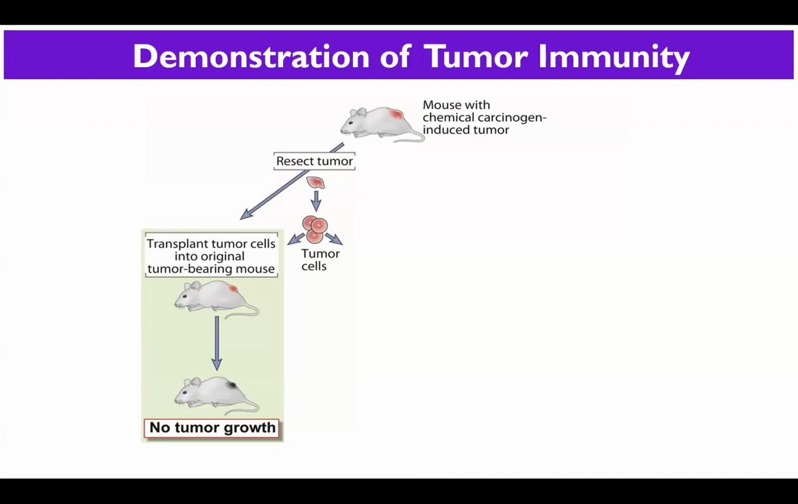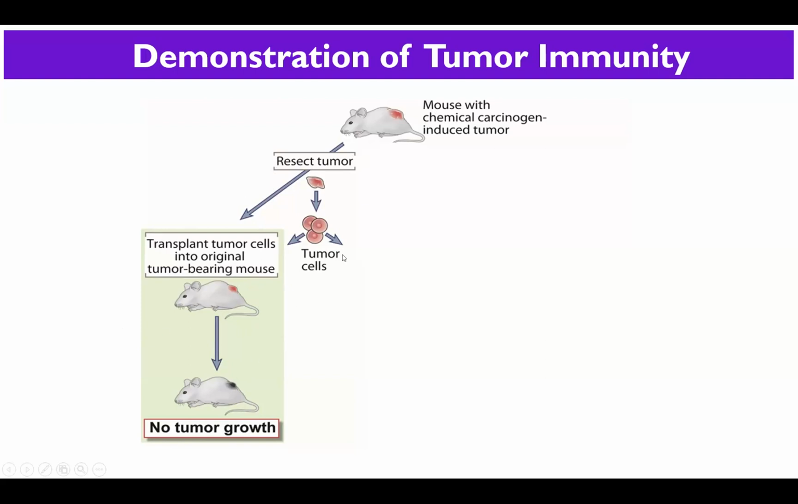So they realized that the mouse was able to heal, but when they took that tumor tissue that they had removed and transplanted it back into that mouse, there was no tumor growth. So from the time that they induced it to the time they removed it, something happened, such that the mouse was now in a position to clear those same tumor cells when they got reintroduced.